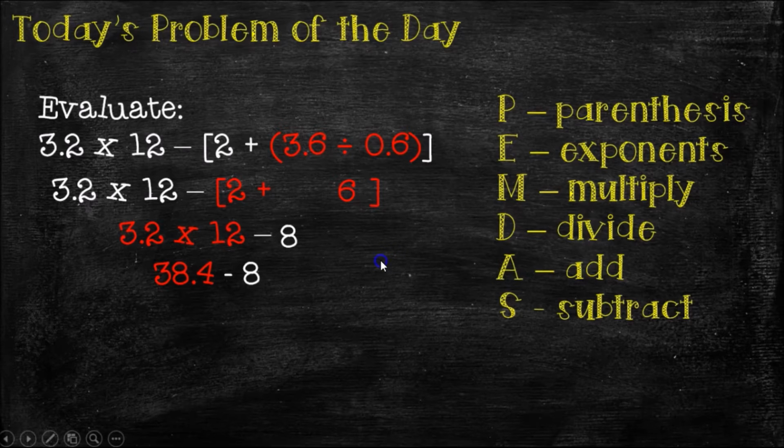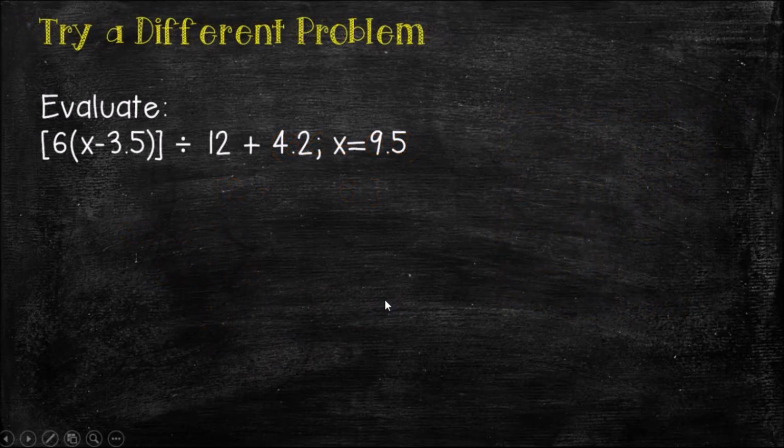So now the only thing we have left to do is subtract. So 38 4/10 subtract 8 is 30. So the answer to this problem of the day is 30. Now here's a different type of problem. As you can see, this time we have a variable in our expression. And the variable in this case is standing in for x equaling 9 5/10.